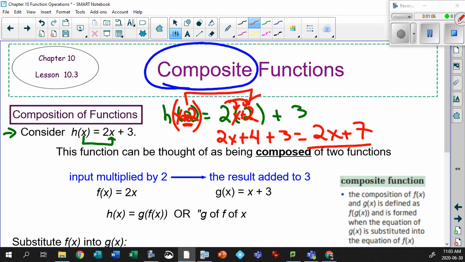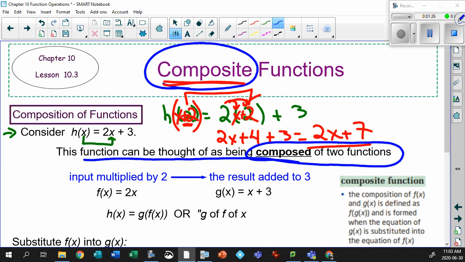There's your composite function. You're composing a new function by taking two functions. That's what makes it composite. Okay? You're taking two functions and putting the two functions together. So what a composite function means is this function can be thought of as being composed of two functions.